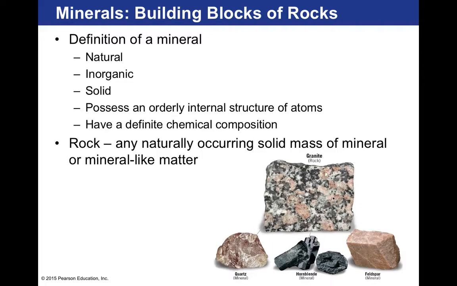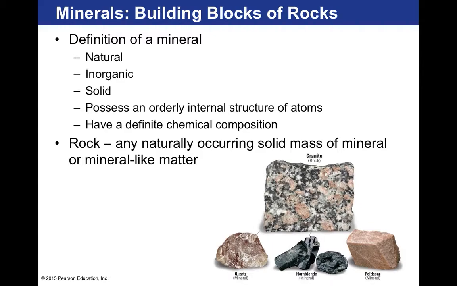It has to be inorganic, which means it can't have the element carbon within its structure. It has to be solid, so it cannot be a liquid or a gas. And it has to possess an orderly internal structure of atoms and have a definite chemical composition. So what that last one means is it has to have some type of chemical formula. So for example, water, which would not be a mineral, but it has a chemical composition that's H2O, and that is definite. It's not changing for that substance. So for something to be a mineral, it has to have that definite composition.